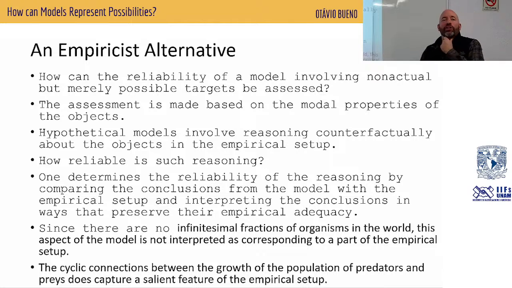Okay. So the cyclic connection between growth of the population of predators and prey does capture a salient feature of the empirical setup. And that's what we're going to rely on when we try to evaluate the model. We use that kind of actual information, even though the model incorporates possibilities that are not actualized.